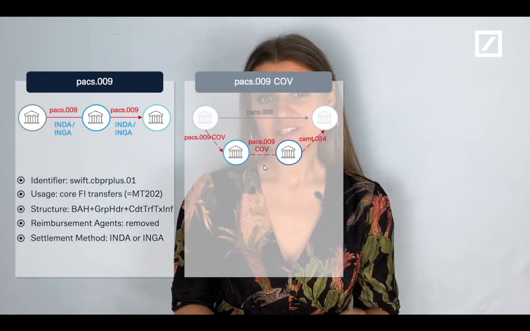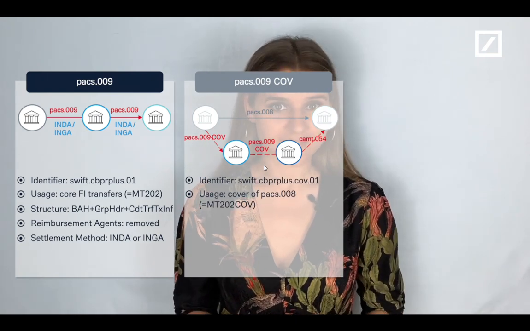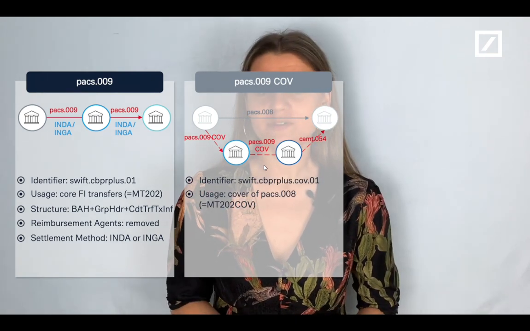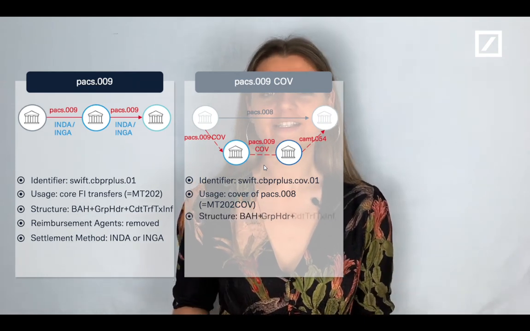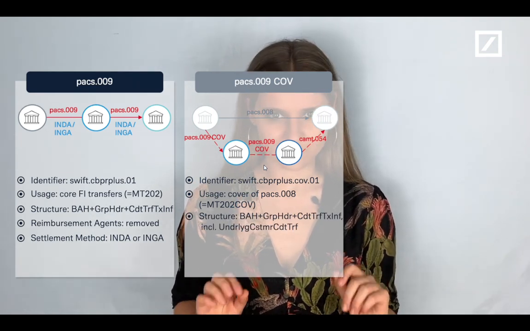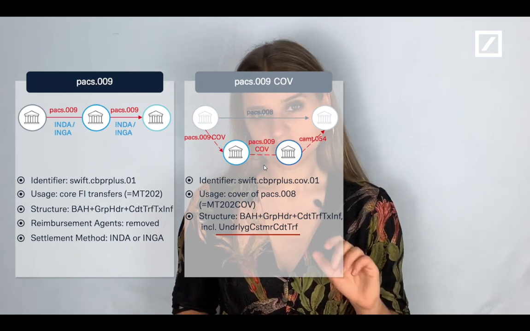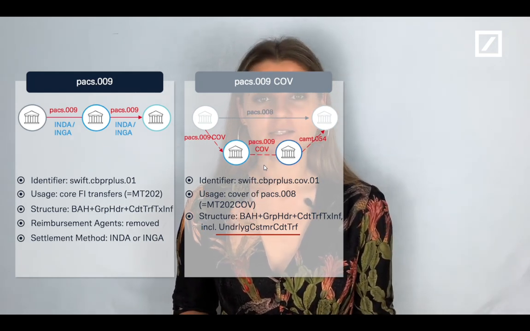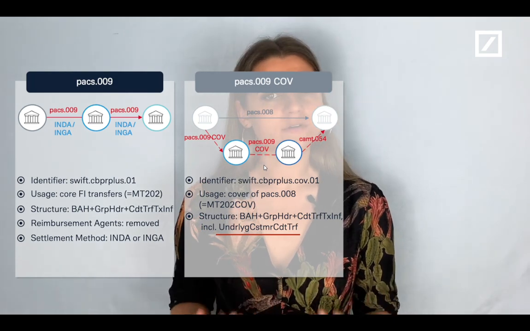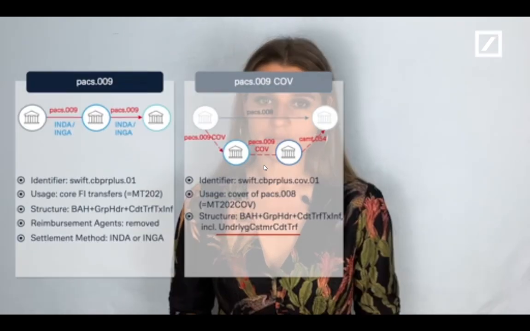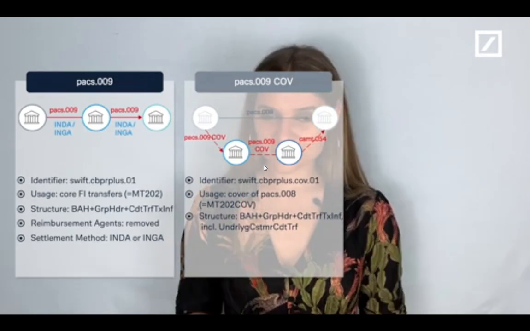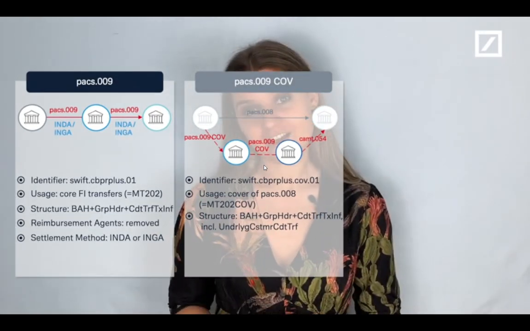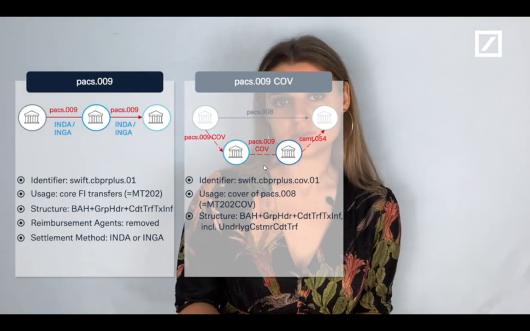Now, pacs.009 COF messages. Those are used to cover or settle pacs.008 and are equivalent to MT202 COF. These messages contain all the elements that you have seen for pacs.009 already, plus an additional block called underlying customer credit transfer, which is equivalent to sequence B in MT202s. It transports information from the underlying pacs.008, so basically repeats what was sent with this message.